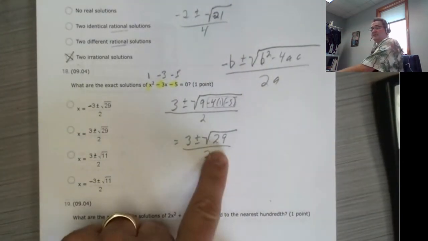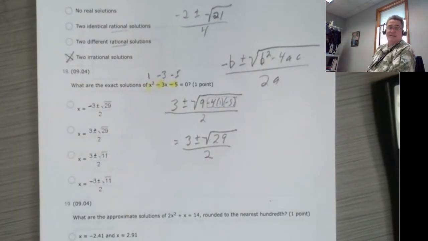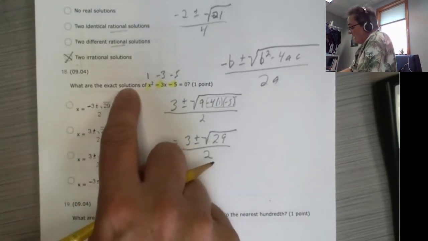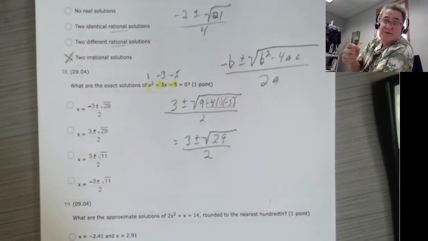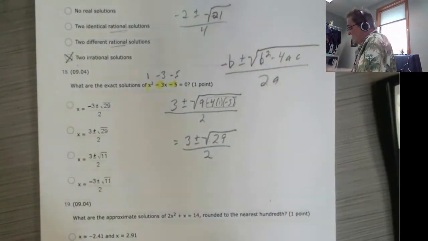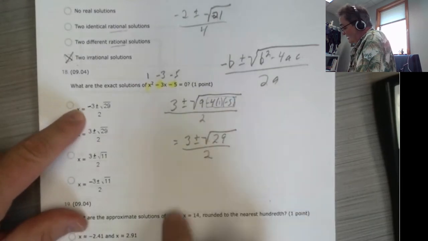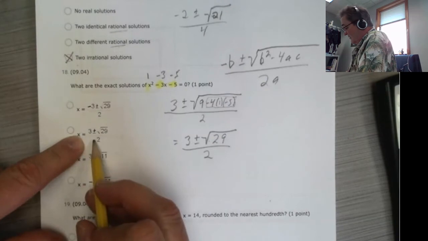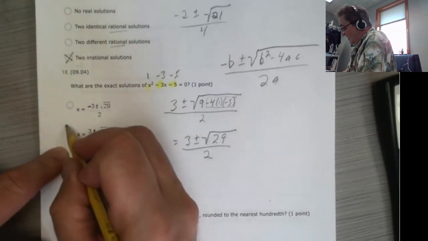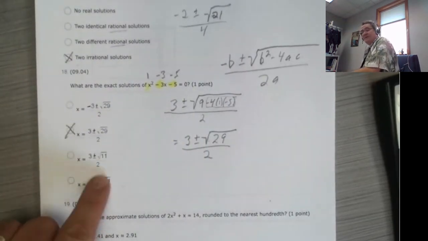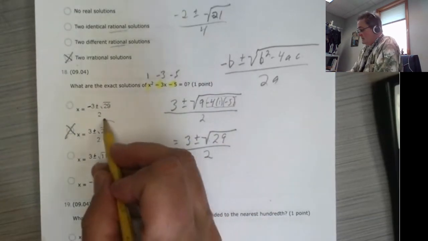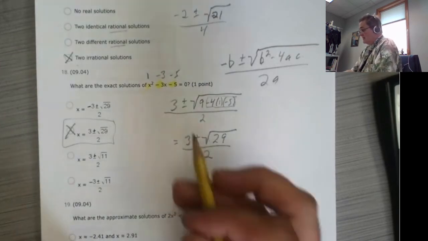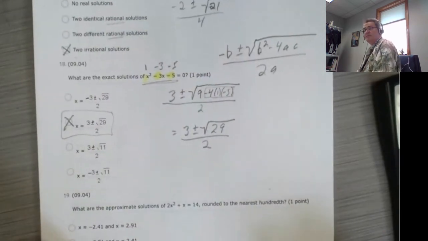And since 29 does not simplify into a nice integer, we can leave it as that. And that would be the exact solution. If we turn it into a decimal, we're going to have to round it. It would not be the exact solution anymore. So this is the exact solution. That one has a negative out front, that's not the one we're looking for. 3 plus or minus the square root of 29 over 2, that looks like it right there. These have 11s. So that is our solution, the exact solutions for this quadratic equation right there.